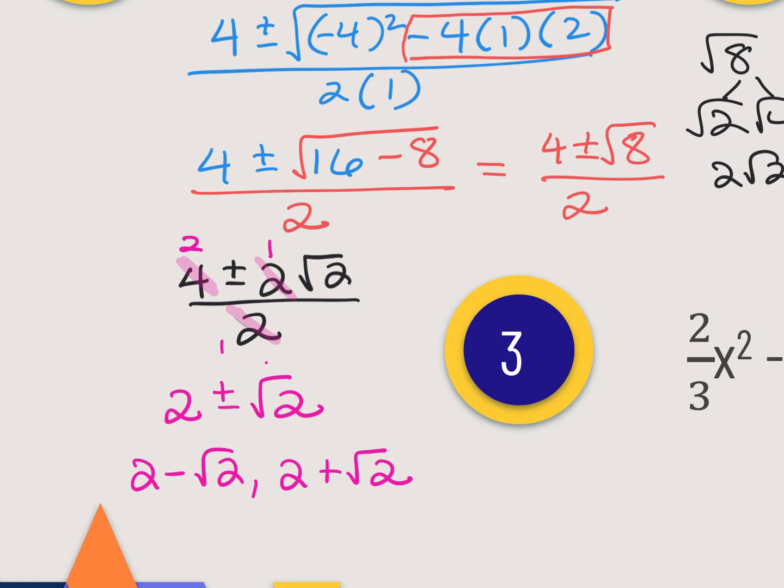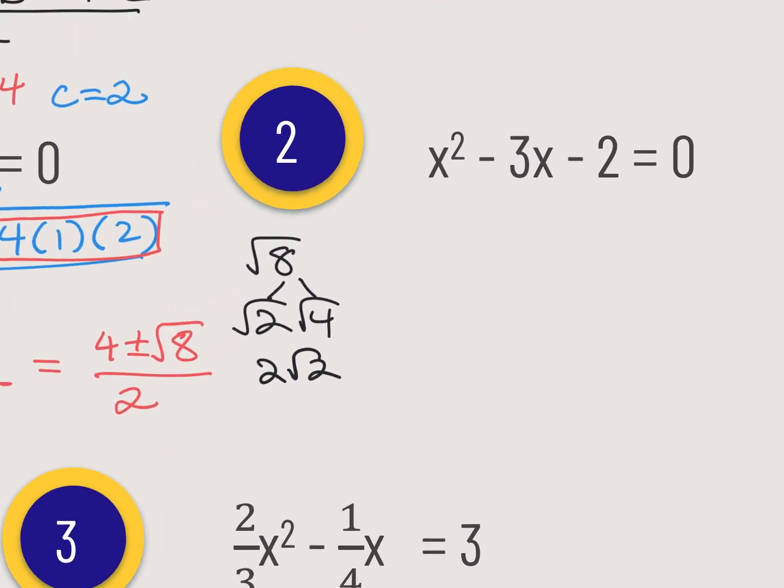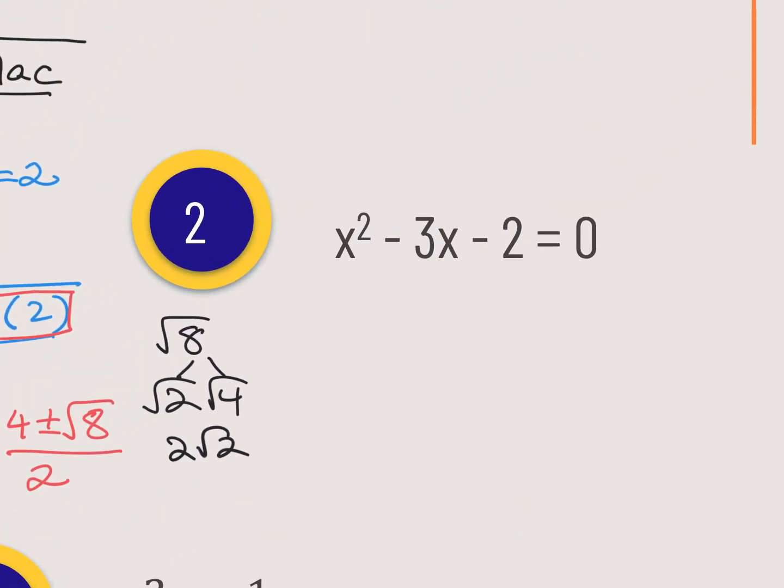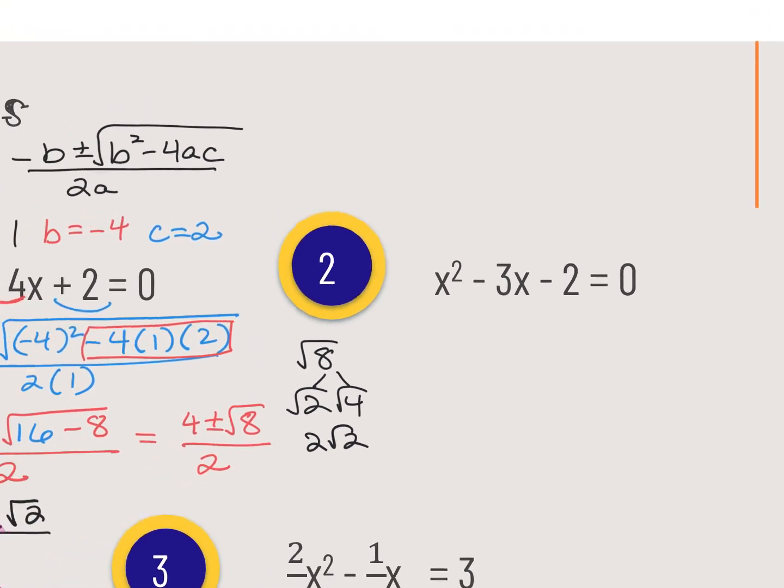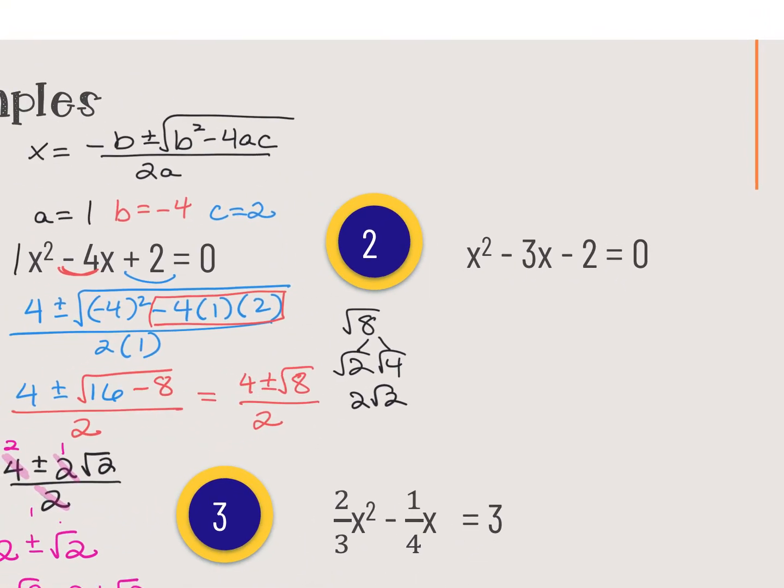Same thing, we're just plugging in our A, B, and C. So for number 2, it's already in standard form. I don't need to change anything. So my A value is 1, my B value is -3, and my C value is -2. Remember, you're taking the sign with it. Now let's plug it in.